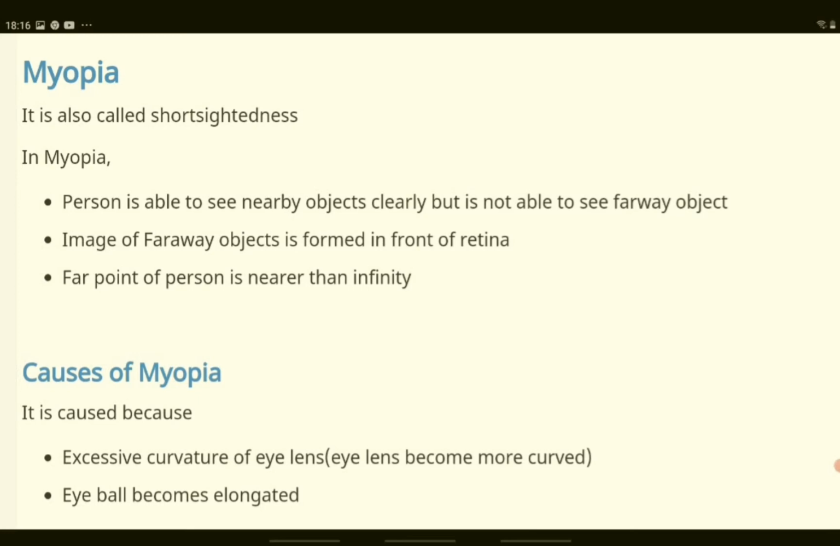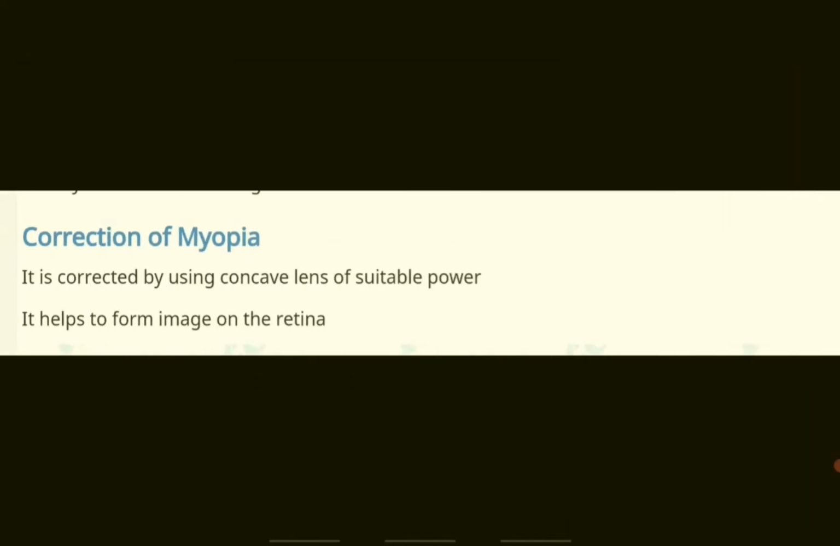Now let us move on to the causes of myopia. Myopia is caused due to the excessive curvature of the eye lens, that is, the eye lens becomes more curved. Another cause of myopia is that the eyeball becomes elongated. These are the two important causes of myopia. Now let us see how myopia can be corrected. Myopia is corrected by using a concave lens of suitable power. It helps to form an image on the retina.